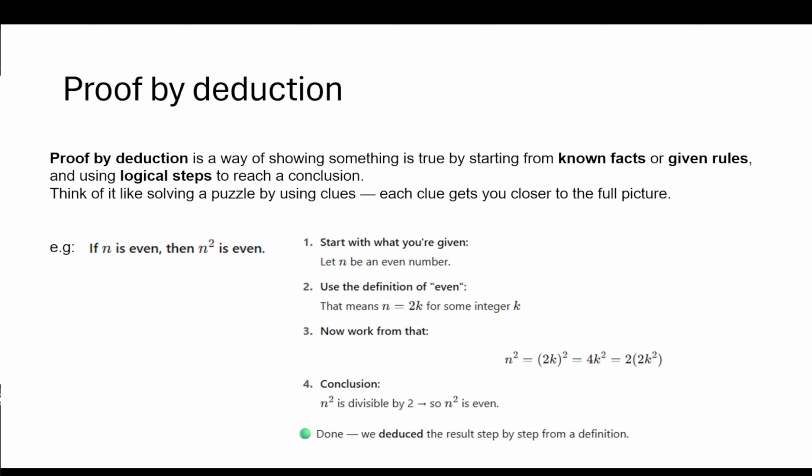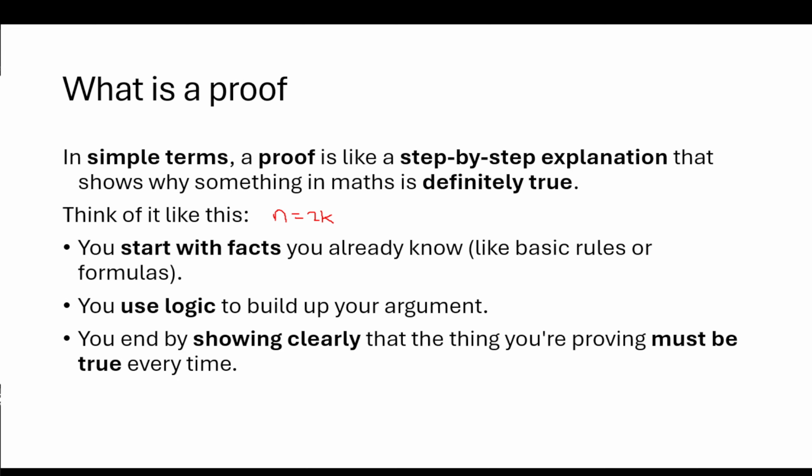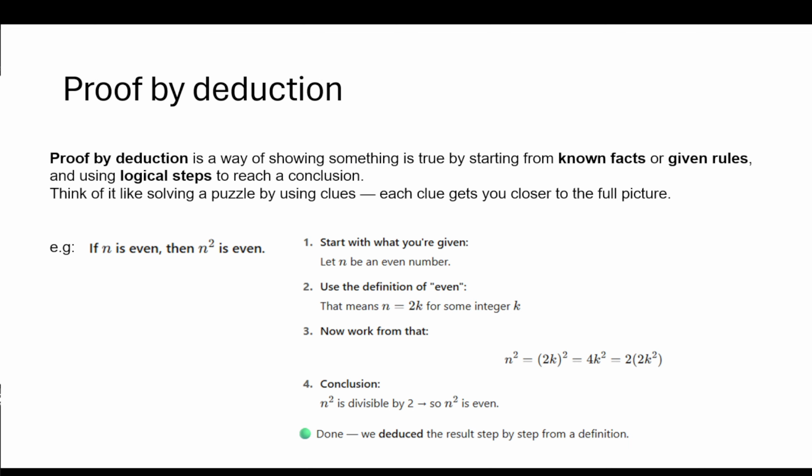So what is proof by deduction? It's a way of showing something is true by starting from known facts or given rules. On the last page I said you start off with facts, and that is exactly what proof by deduction does. It uses logical steps to reach a conclusion. You can think of it as a puzzle, using clues, each time getting closer to the full picture.